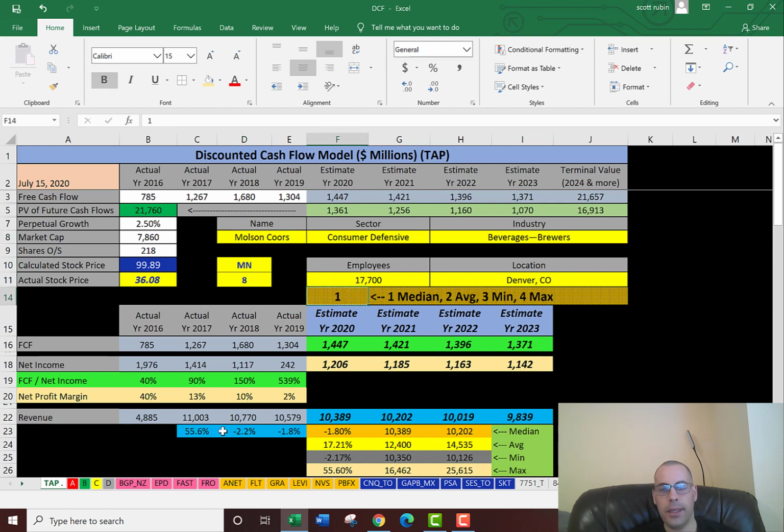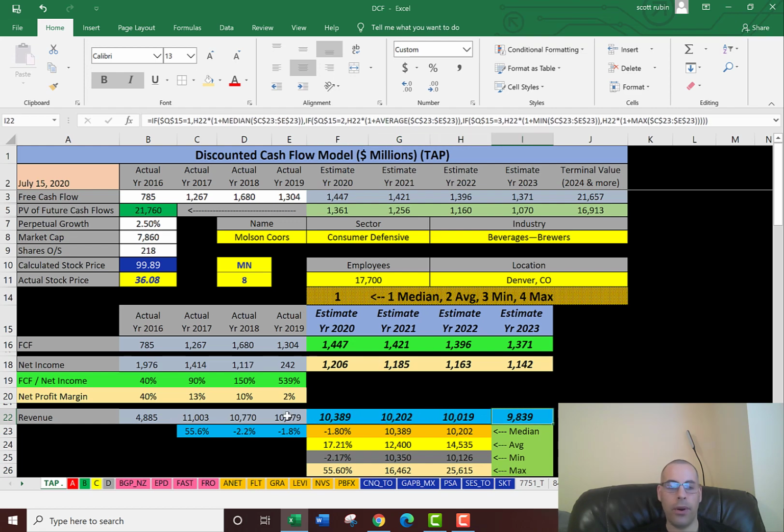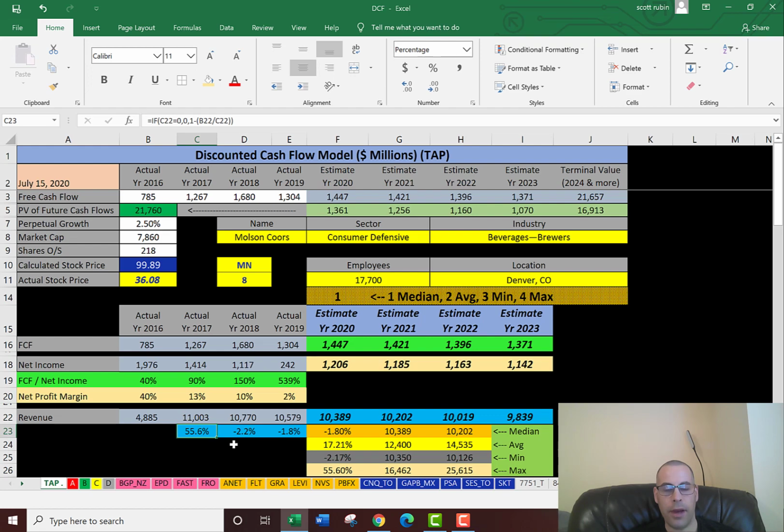And the median means it looks at the median change in the revenue to calculate the future revenue. The same thing to calculate the future net income and future free cash flow. Let's look at revenue to start because it's the easiest to explain. The way I calculate future revenue is a change from prior 4 years of revenue. In 2016, they had 4.9 billion of revenue, and that increased to 11 billion. That's a 55% increase. Then it decreased 2.2% the next year. Then it decreased 1.8% the next year.